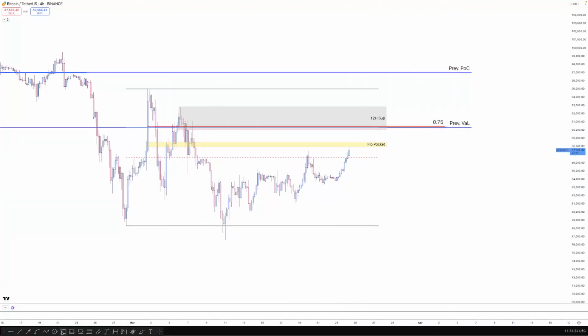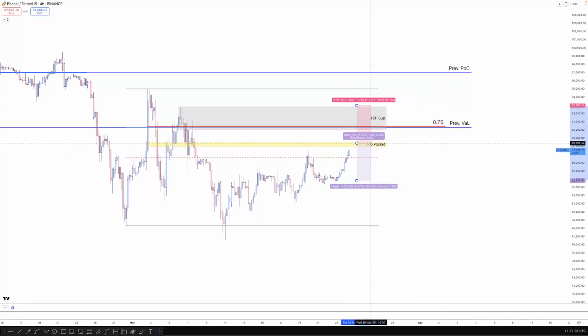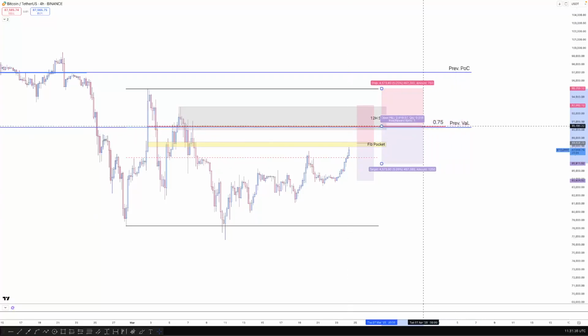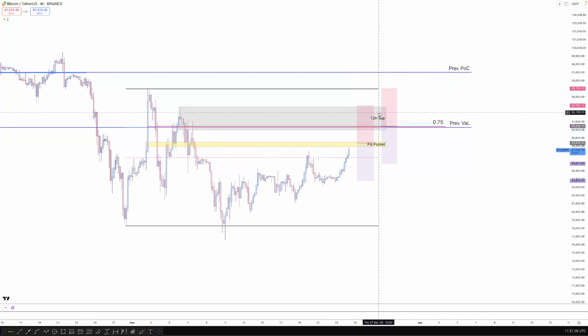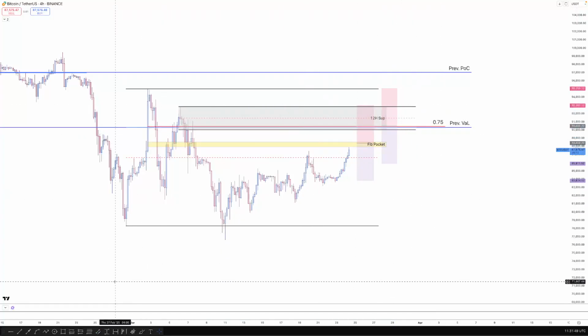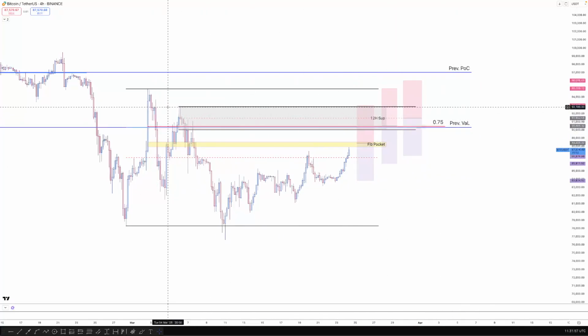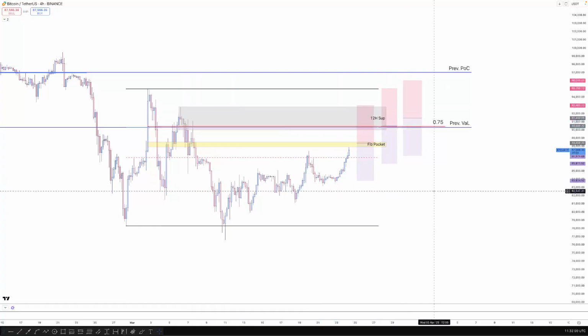And for me, the 3 levels are the Fibonacci pocket here, the 0.75 that is here, and potentially the mid-level of this big 12-hour supply. Then we see what we come across. That would be, yes, exactly here. So these are the 3 levels of interest I would have for short.